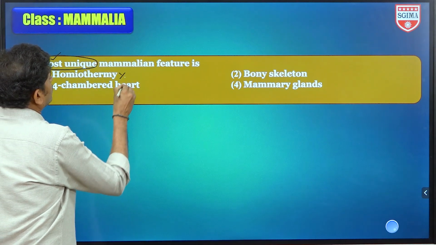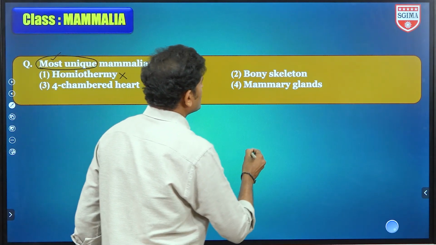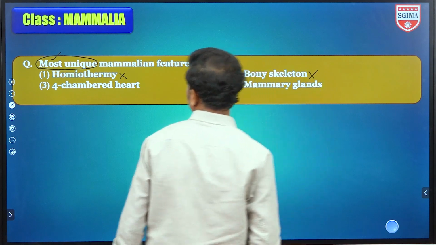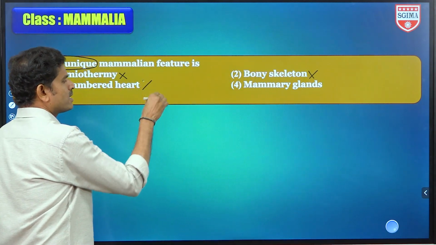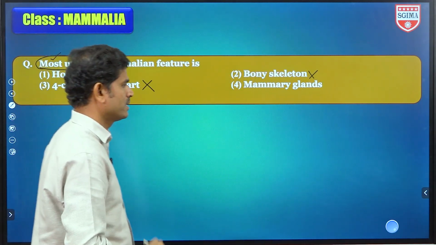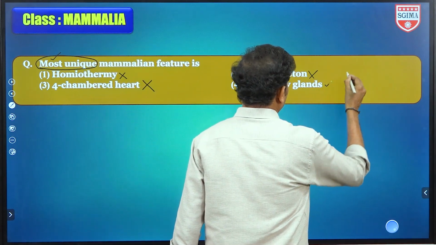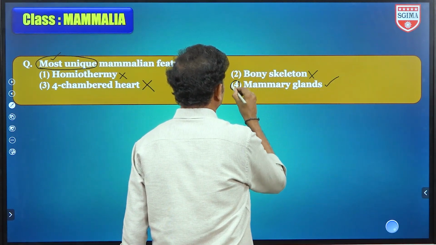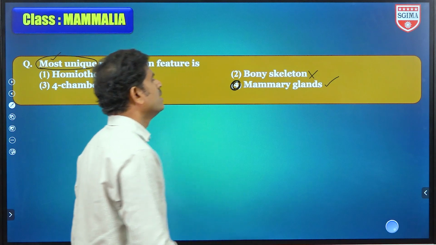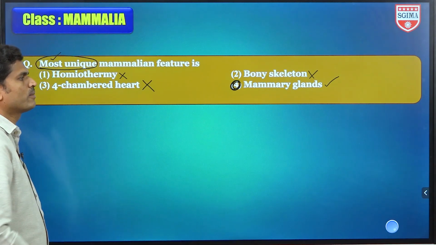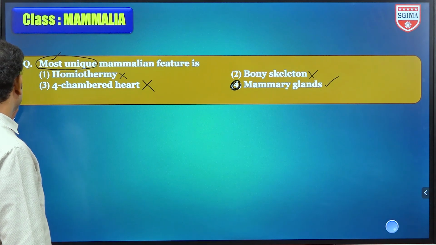Homeothermy is not the most unique. Next one, bony skeleton is also not unique. Next one is four chambered heart. This is also not unique, from crocodile onwards it is there. And mammary glands. So mammary glands are only present in mammals. So this is the most unique feature. So the fourth option is correct.